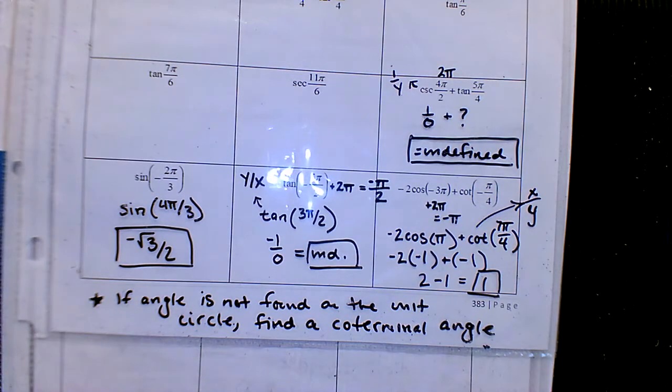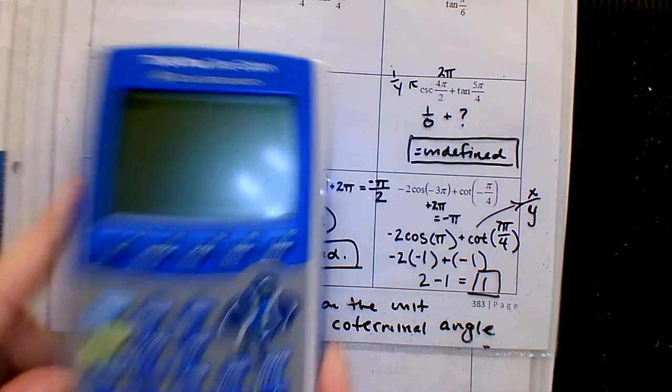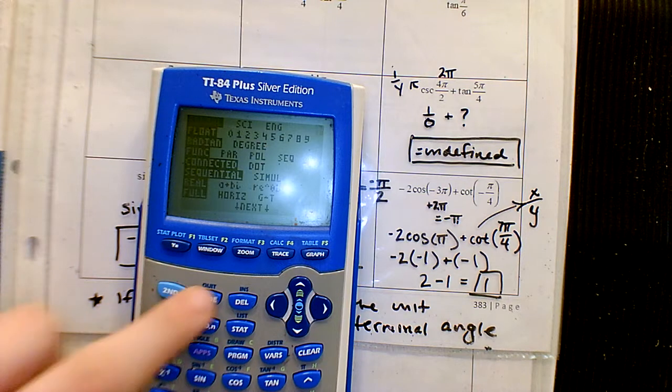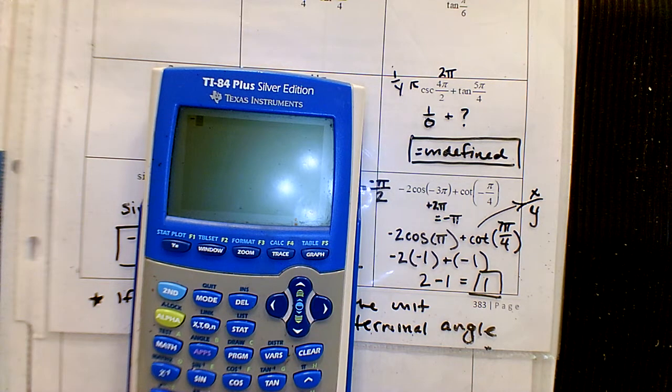All right, maybe we'll check this one on our calculator, because that was a kind of an easy value to find. On our calculator, we could type in -2 cosine of -3 pi. But I don't have a cotangent button on my calculator.